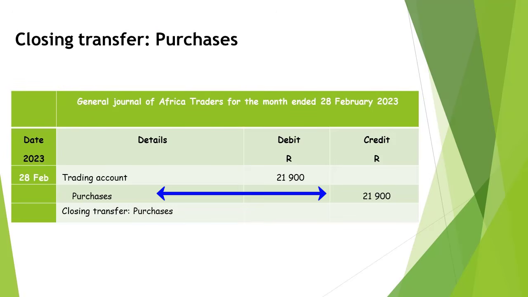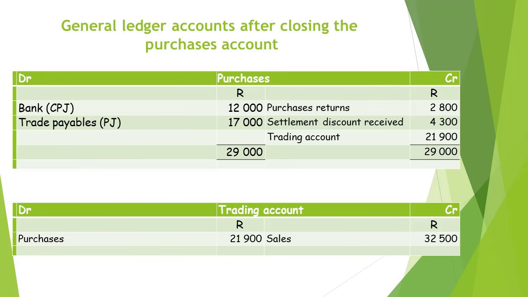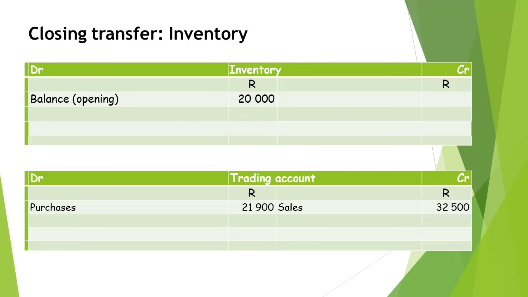The purchases account will be credited with 21,900 Rand and the balance is transferred to the trading account, which means the trading account will be debited with 21,900 Rand. After posting the closing transfer journal entry to the general ledger, the purchases account will now have a zero balance, and the trading account will have an entry relating to purchases on the debit side to the amount of 21,900 Rand. With a periodic inventory system, detailed record of inventory levels is not kept throughout the period.